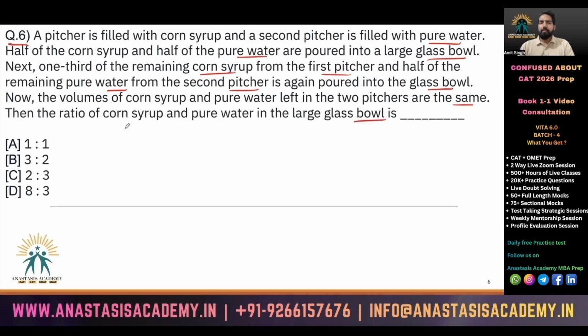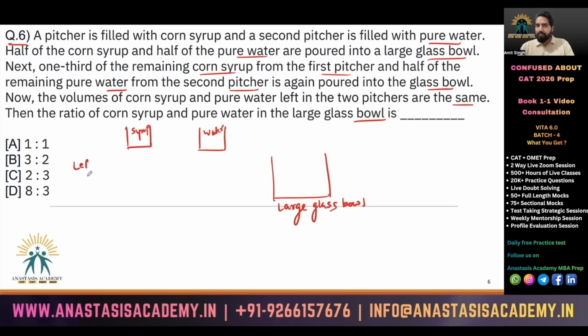Now, can you see this is a pitcher filled with corn syrup, and this is a pitcher filled with pure water, right? Can you see half of the corn syrup and half of the pure water was poured into a large glass bowl. I have taken this as the large glass bowl, right? So if I have taken half of the syrup, I'm writing what is left only, right?